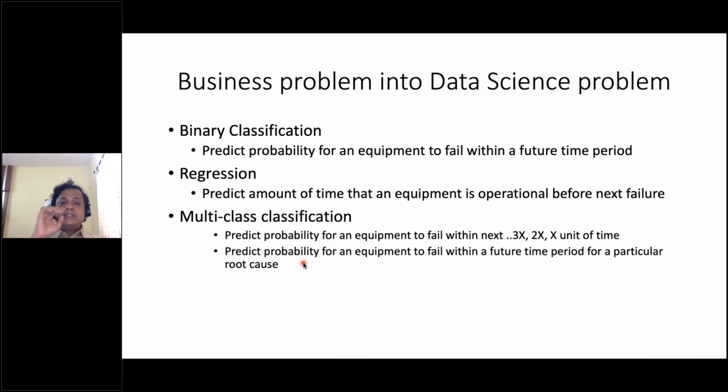So now, as I was saying, I want to predict the failure of an equipment, and I want to know the root cause of it. How can I solve that problem? How can I make that problem a machine learning problem? We have already learned about classification. We have already learned about regression.